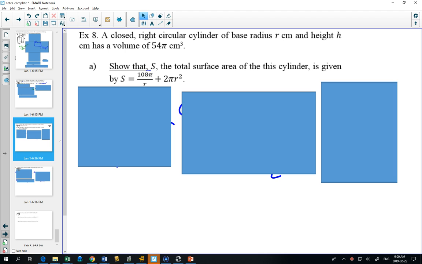So your application for this is, do you ever buy things that have a volume in cylinders? Can you give me an example? Coffee. You buy coffee in a cylinder?